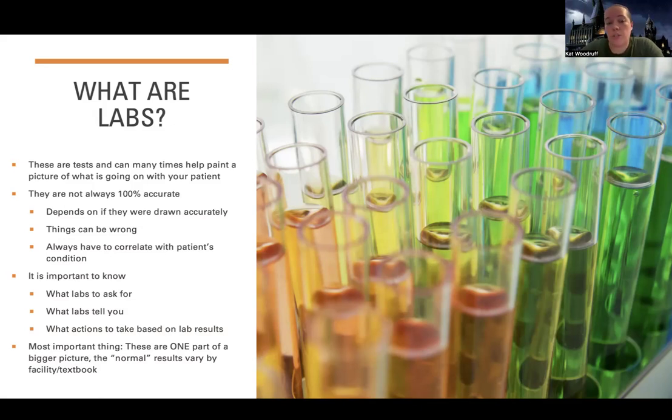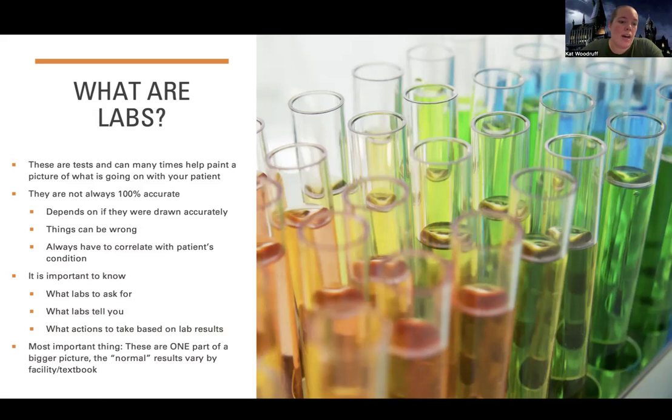Machines and tests are not always right. So if you get a lab result back and you're like, this just does not match what I'm seeing in my patient, it's always okay to do a redraw. Just talk to your doctor. Pretty much you always need to look at how the result fits the patient's presentation. For example, if I draw a patient's blood and it says their hemoglobin's 2, and I'm looking at them and they're up walking around talking to me, it's very unlikely that their hemoglobin is 2.